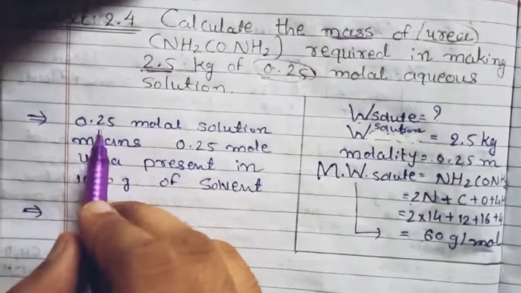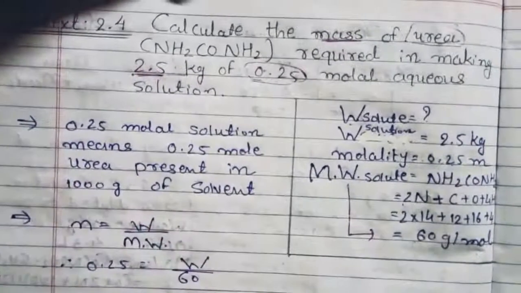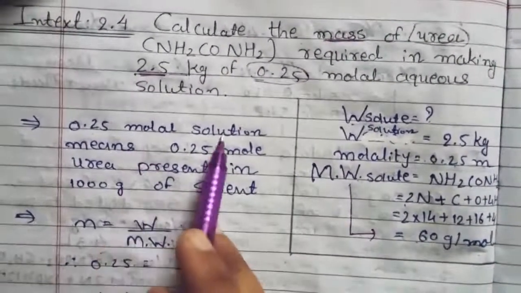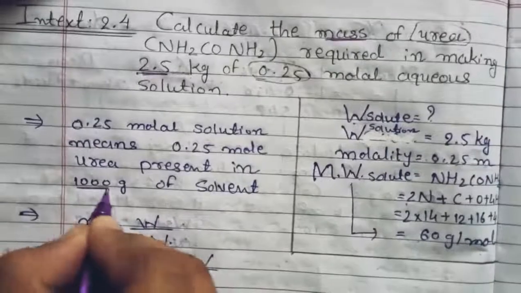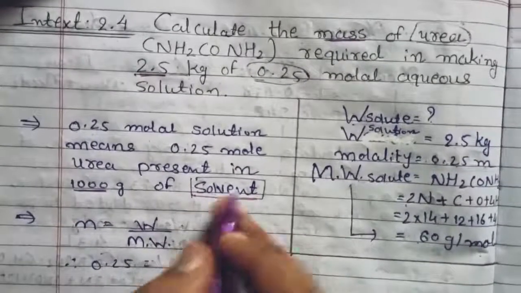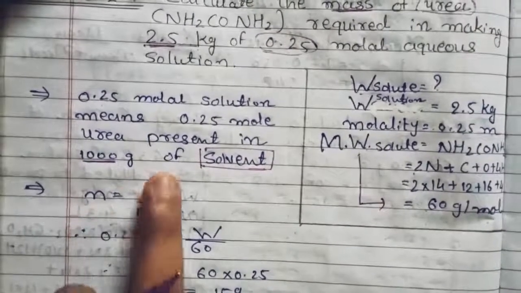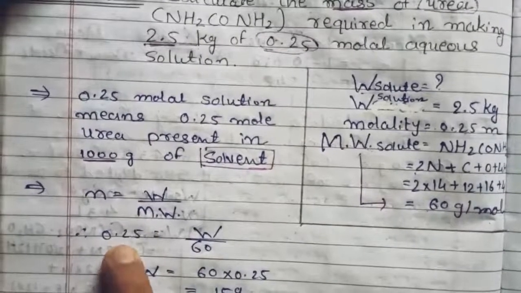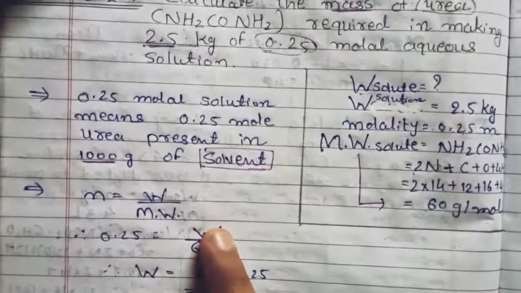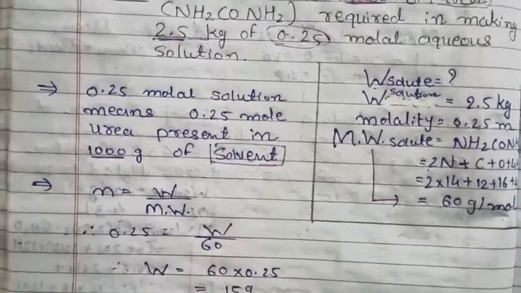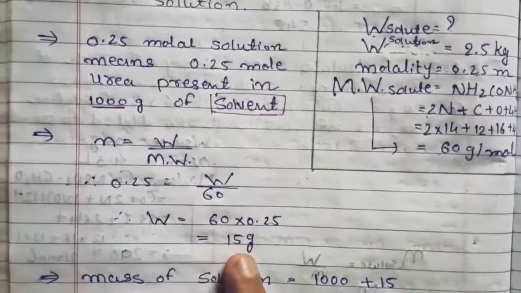Now here we having a 0.25 molar solution. It means that 0.25 molar solution means 0.25 mole urea present in 1000 ग्राम ऑफ द सॉल्वेंट के. इतने सॉल्वेंट में हमारा इतना यूरिया प्रेजेंट है, राइट? नाउ द मोल्स इक्वल टू मास बाय मोलर मास, राइट? So mole is given 0.25, right? Here we have to find out the mass, and molar mass is 60. So we can calculate the mass of a solute which is 15 gram, right?